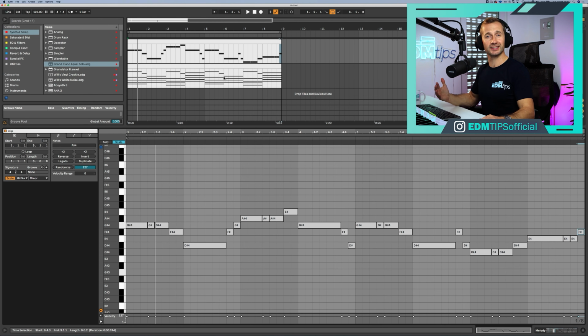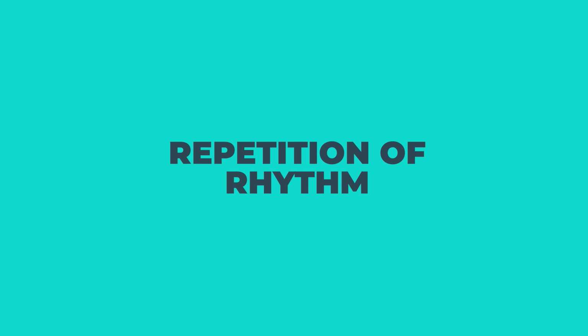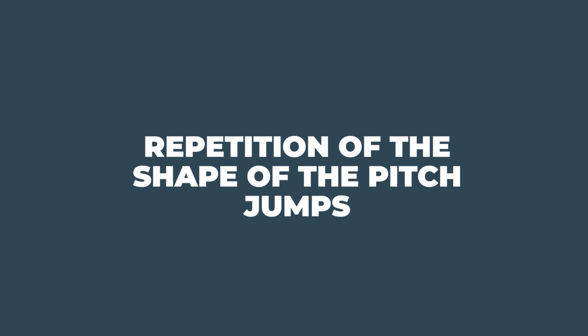So we're taking that into consideration as well. So now we've got our basic melody that fits the vibe of our track and it's in the key. We've got repetition of rhythm. We've got repetition of the shape of the pitch jumps. Now I want to create a counter melody.